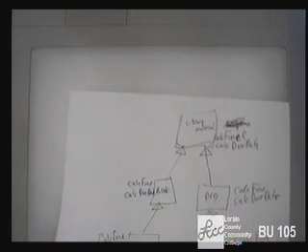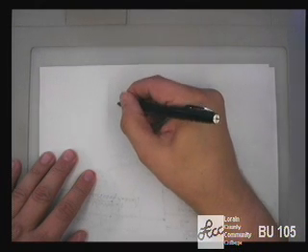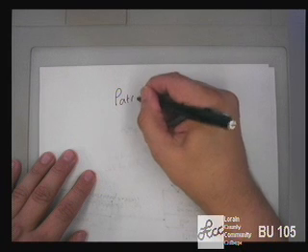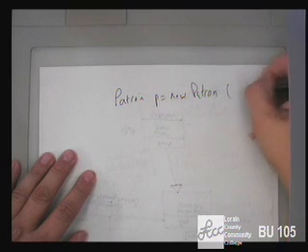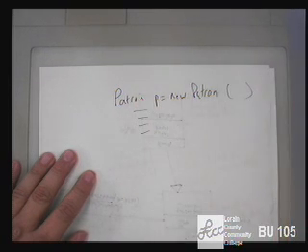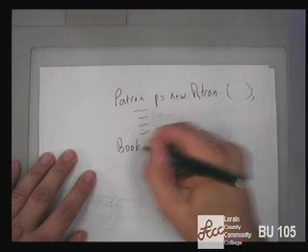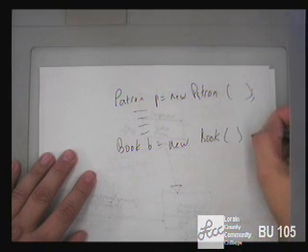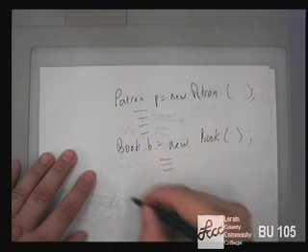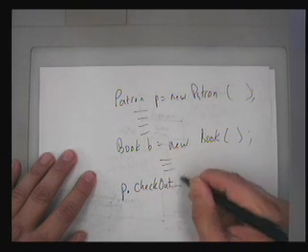So our code is going to look something like this. Our test code would look something like this. Patron P, P equals new patron. Then let's say we set the values in the patron object. Book B equals new book. And we set the values in the book class. I then will be able to say P checkout B.